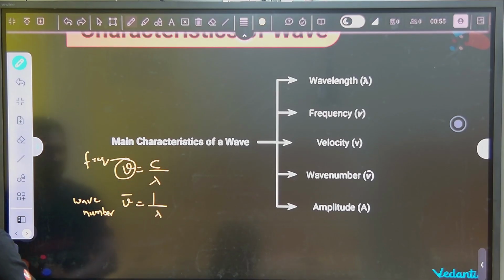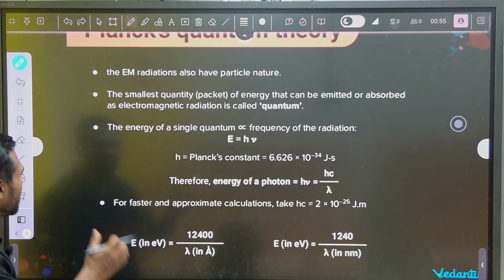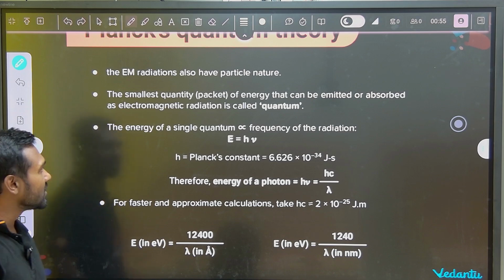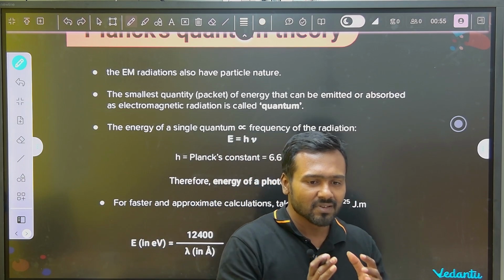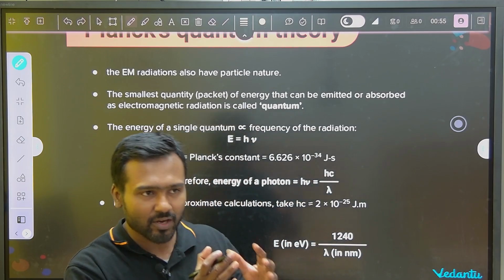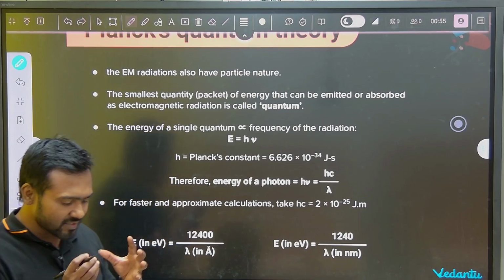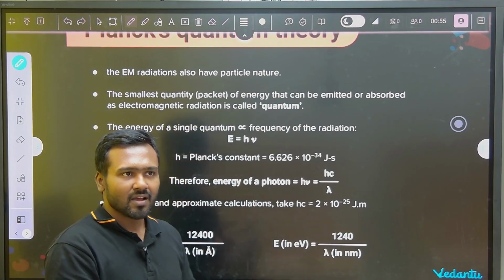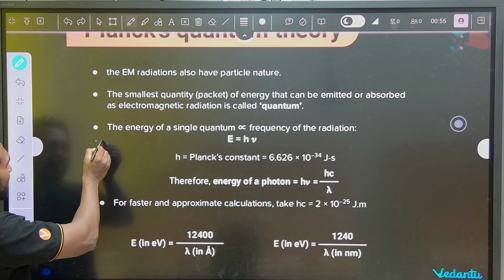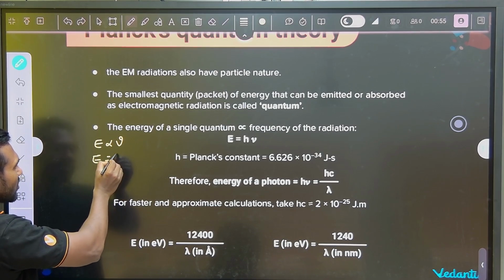Those things only we are going to use again and again. This is Planck's quantum theory. The smallest particle of energy that can be emitted or absorbed is called a quantum. So quantum is a bundle of energy, a packet of energy. Each quantum has a particular energy, and that energy is directly proportional to its frequency. So E is directly proportional to frequency, and if you remove the proportionality constant, E is equal to h nu.